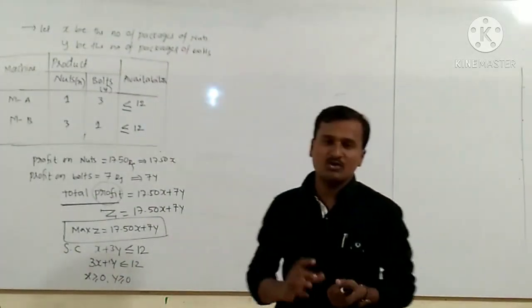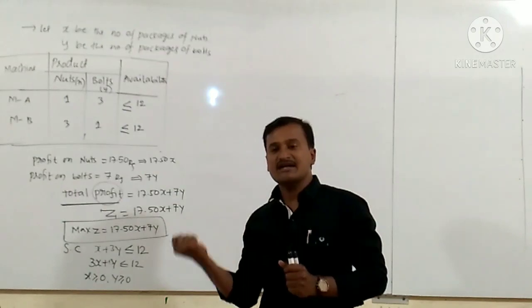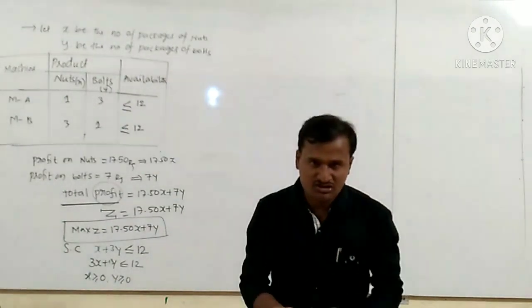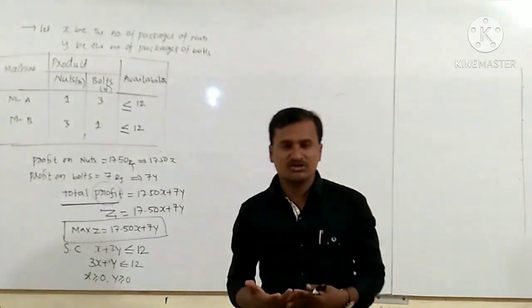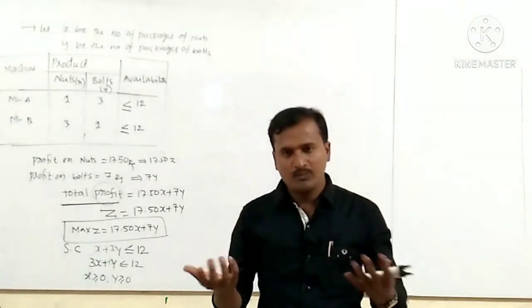Here I have taken x more than or equal to 0, y more than or equal to 0, because x and y, they are nothing but the products. Whatever the products produced by the manufacturer company, they are always positive.